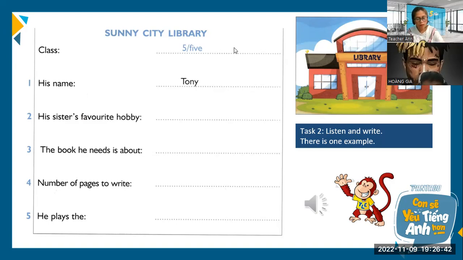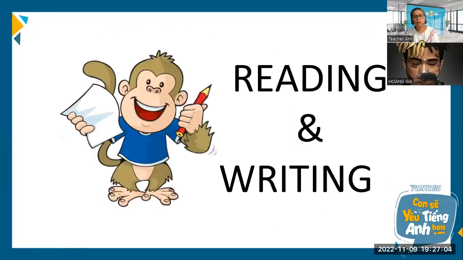Dennis. Number 3 is pirate. 4 is 3 and 5 piano. Okay, 2 Dennis, 3 pirate, 4 number 3 and 5 piano, right? Yeah? Yeah. Okay, let's move to the next.